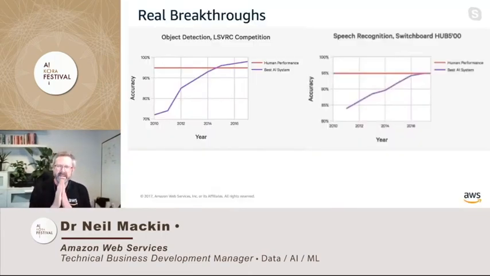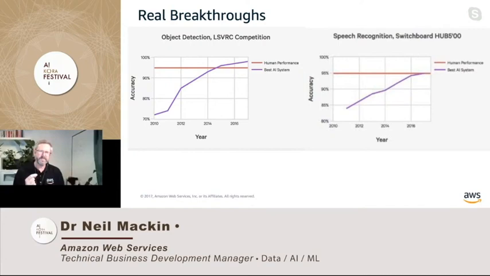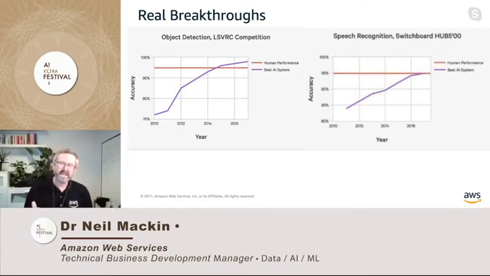Over the years, there's actually been some amazing breakthroughs, and these two charts actually represent that. On the left, object detection, the ability for a computer to understand the scene and see what's in there, has broken through human performance. And on the right, understanding the recording of a call center, what's the agent saying, what's the caller saying, and transcribing that word for word in real time.